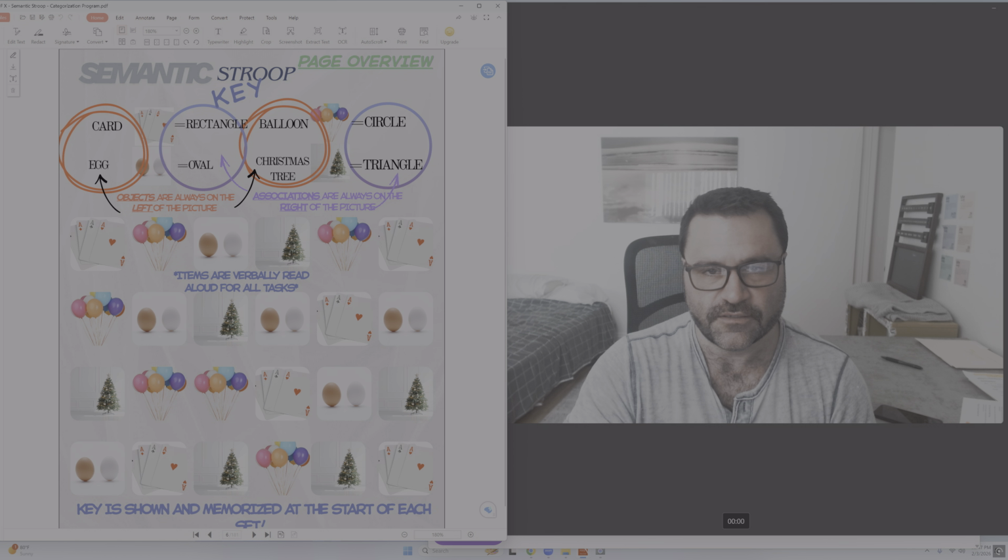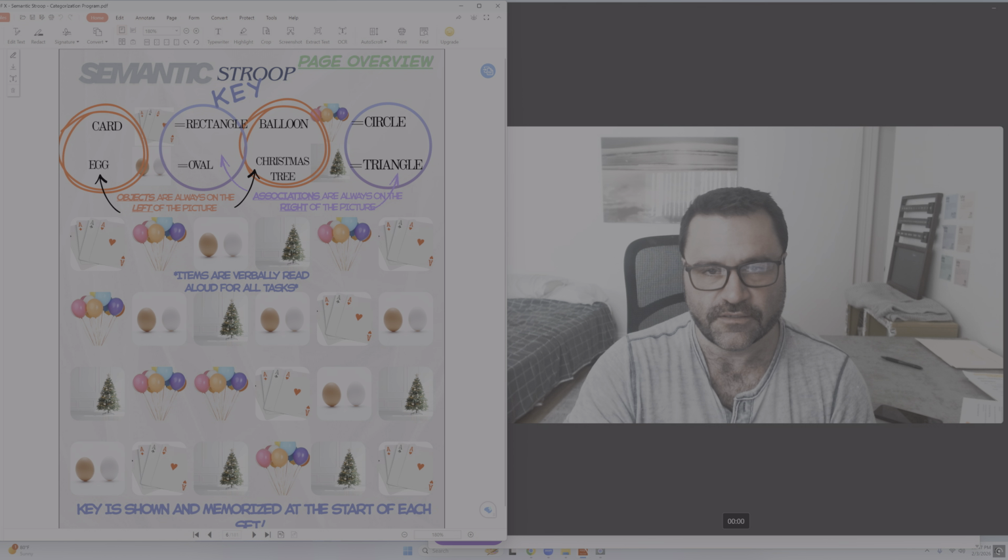Rectangle, circle, oval, triangle, circle, rectangle. People will start pausing. You'll notice they start kind of having to get that inhibition response. Okay, so that's harder. Now we go to the next one. We do alternating lines with the object and then the association. So I'd start card, balloon, egg, tree, switch attention, circle, oval, triangle, oval, switch attention back to the object, and then finish with the association.